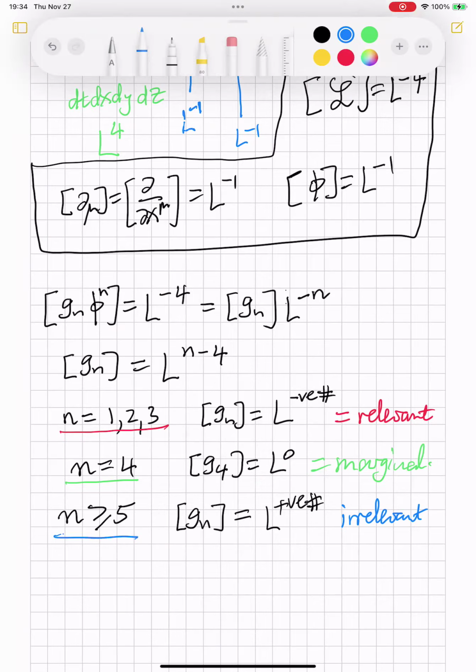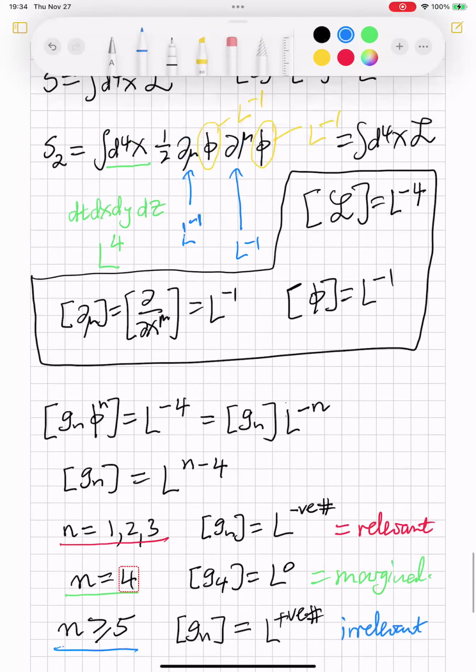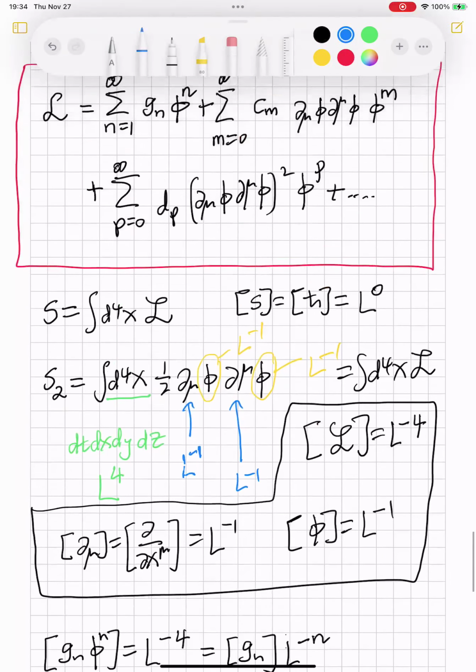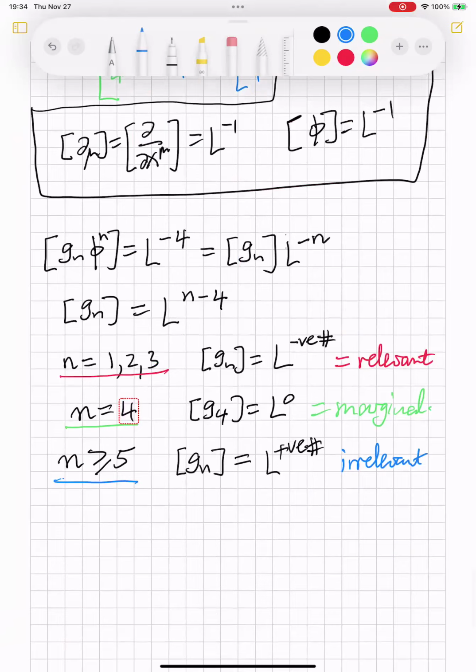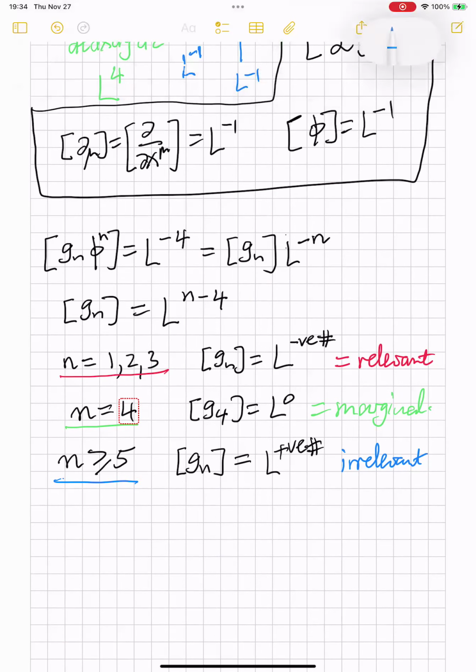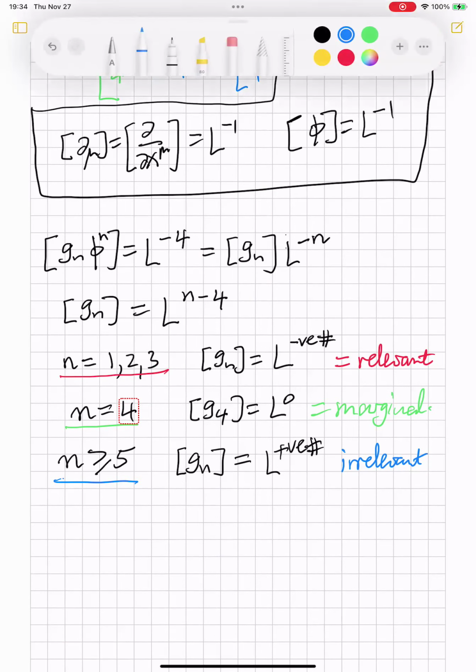Now, look at this beautiful result. If we look at this Lagrangian, we had an infinite number of these gn's, and what we've just argued is we only need to keep 4 of them. Why? Because we drop the irrelevant terms. We only keep the relevant and the marginal. So we only have to keep a total of 4 terms. Good.